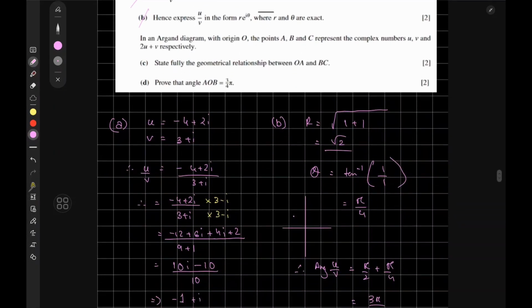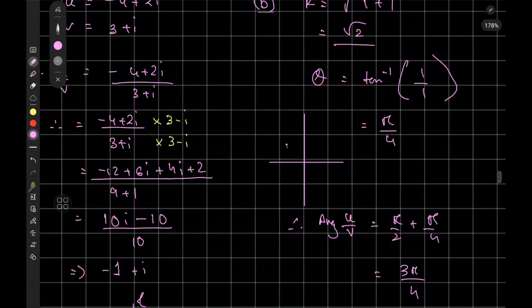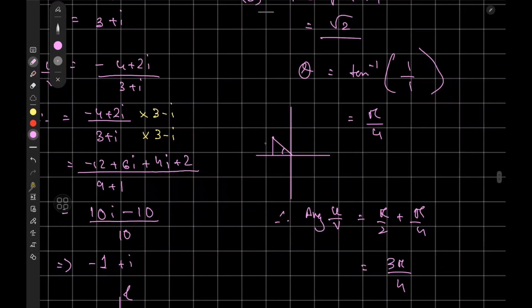Great. Now let's find out theta. If this is the complex number on the Argand diagram, theta is going to be this, which is going to be tan inverse of 1 and 1, opposite by adjacent. So tan inverse of 1 by 1 is going to give you 45 degrees or pi by 4. Once you have that, you now know theta.